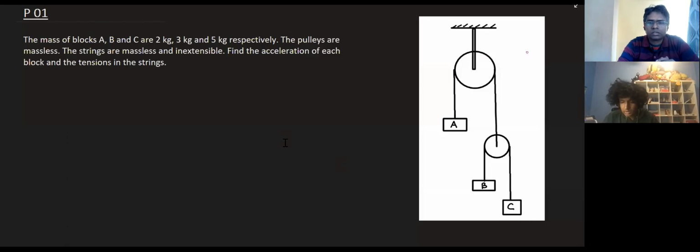And then I got block B to be 3.5 meters per second squared down, and block C to be 8.5 meters per second squared down. So that's also going down. Both are going down because A is going up, right? And so both of those will go down. So let us discuss and then see what we get. Let's hope those numbers are correct.